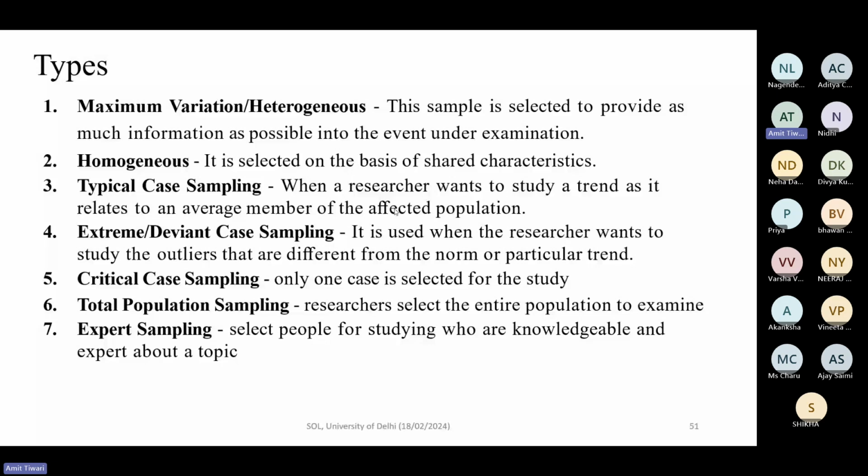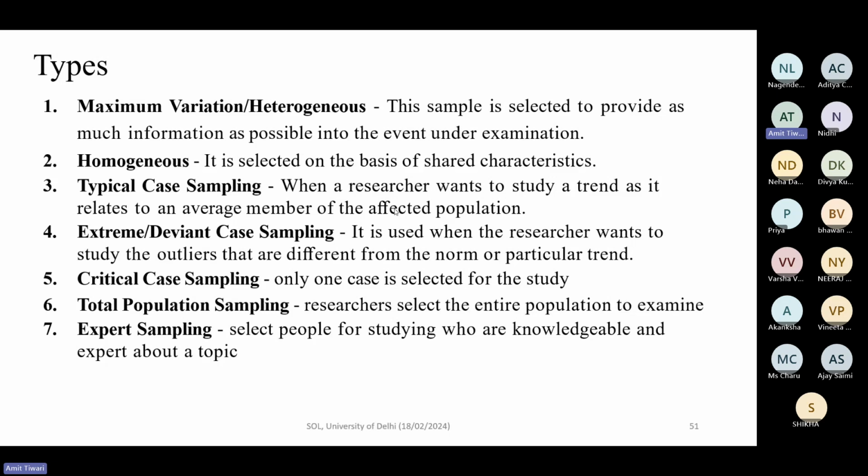Then homogeneous purposive sampling is selection on the basis of certain shared characteristics, like the beggars example I told about. Then typical case sampling, where the researcher wants to study a trend; for trend study it is also used. So basically these types are decided based on the data types or the nature of the population.